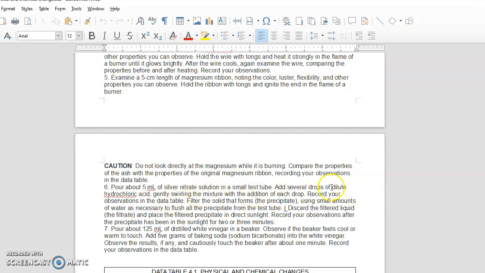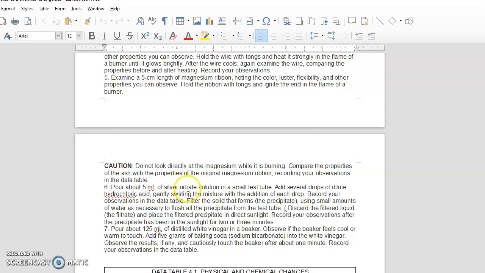Now, if you poured silver nitrate into a small test tube and added several drops of dilute hydrochloric acid, and you swirled it around, with the addition of each one a white precipitate forms, right? So this isn't a change because of a change in temperature. It's a change because a new material has been formed. You've gone from silver nitrate to silver chloride.